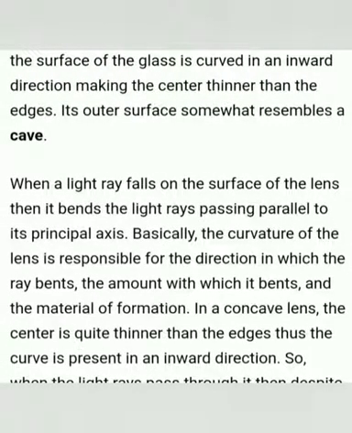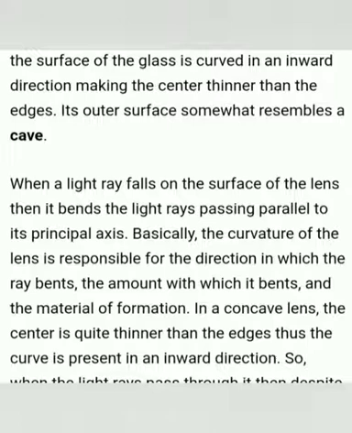Then, what do you mean by the concave lens? A concave lens is a type of optical lens where the surface of the glass is curved in an inward direction, making the center thinner than the edges. Its outer surface somewhat resembles a cave.